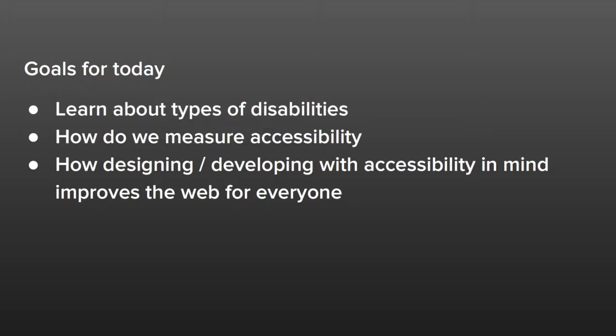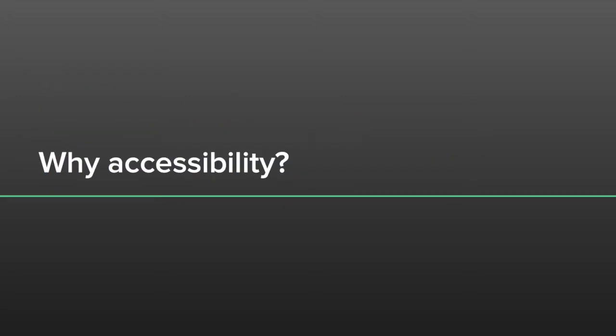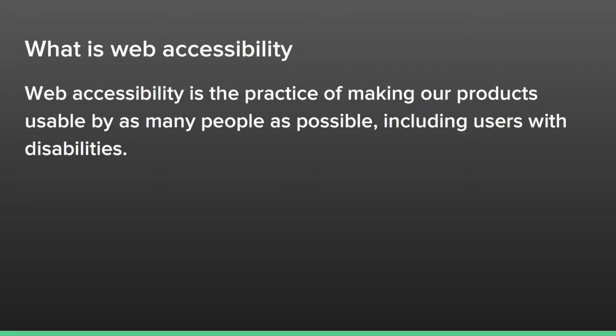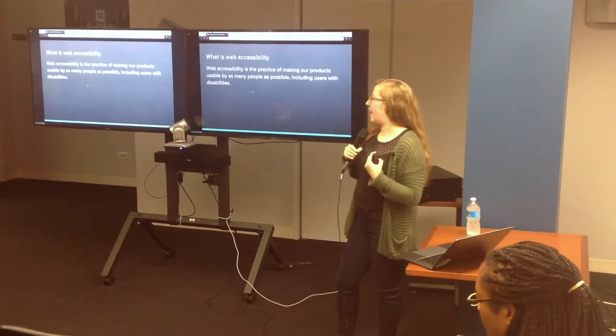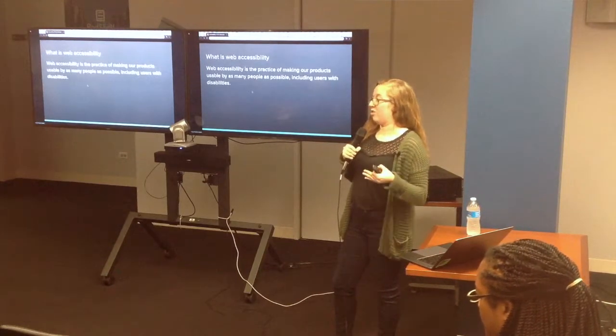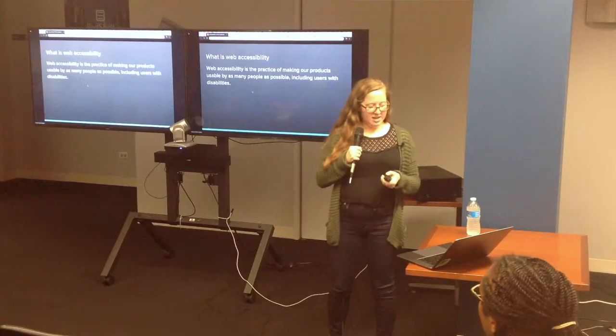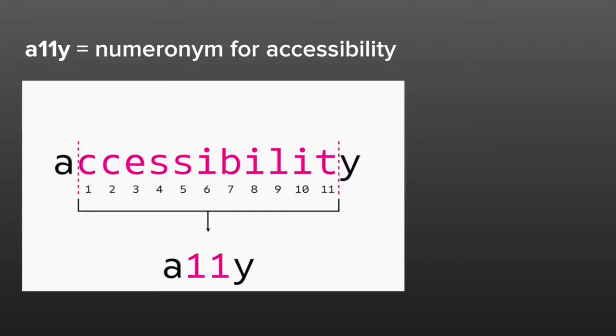So, our goals for today, we are going to learn about different types of disabilities, maybe the challenges that they face, how we measure accessibility, and then how designing and developing with accessibility in mind will improve the web for everyone. So why accessibility? Why are you guys here? I don't know. So here's my definition for today, that web accessibility is making our products as usable by as many people as possible, including users with disabilities. So we know that it's not perfect right now, but we want to intentionally include everyone, especially users with disabilities, and we want to fix it because we know it can be fixed.